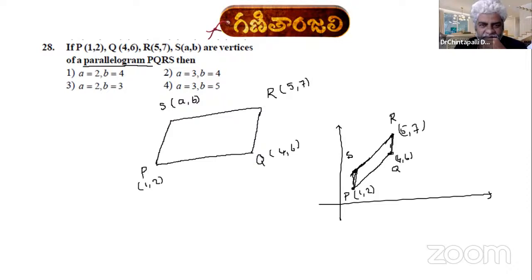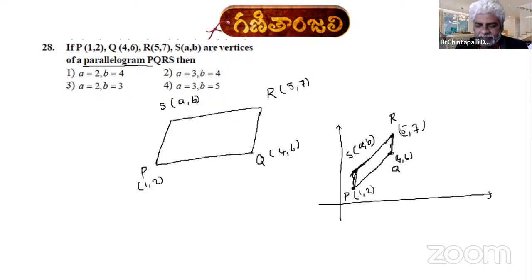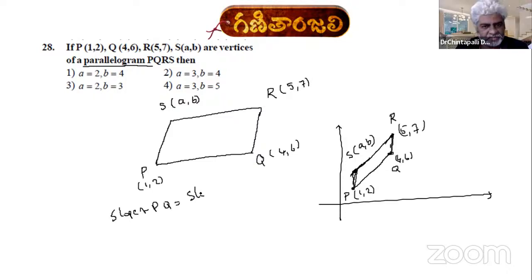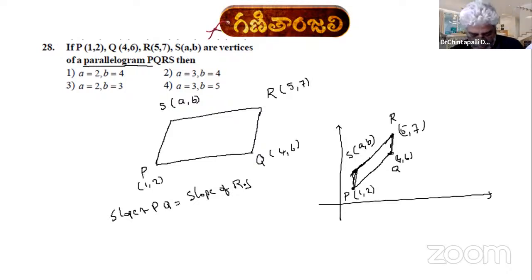PQRS. S means A, B, right? Using the concept, sides are parallel, right? Sides are parallel means slopes are the same. Now, that means slope of PQ, P and Q, is equal to 6 minus 2 over, slope of RS. Slope of PQ is equal to slope of RS, right? The slope is 4, sir.